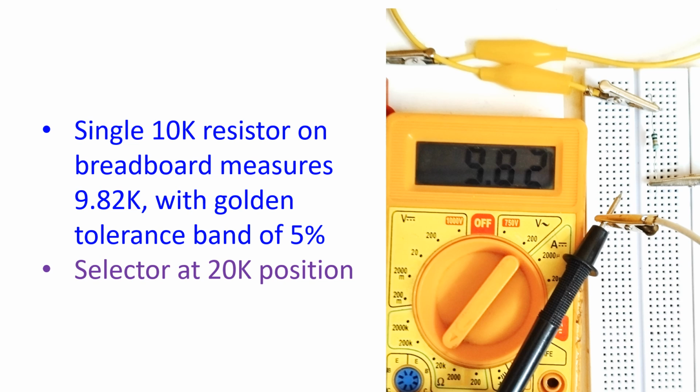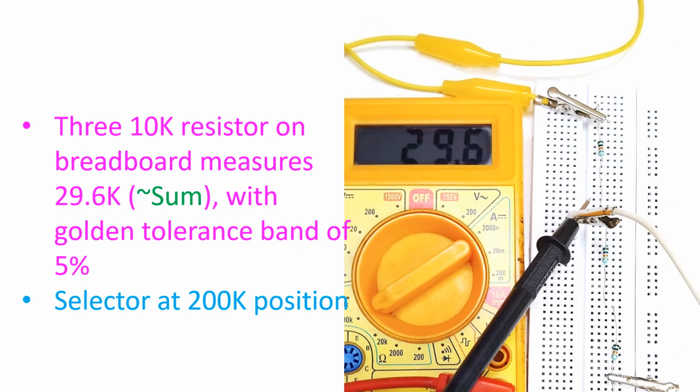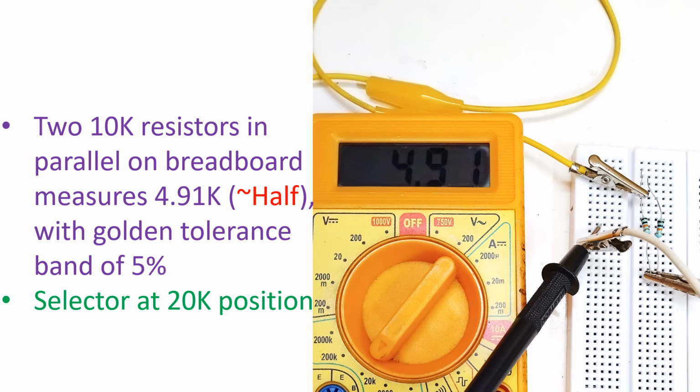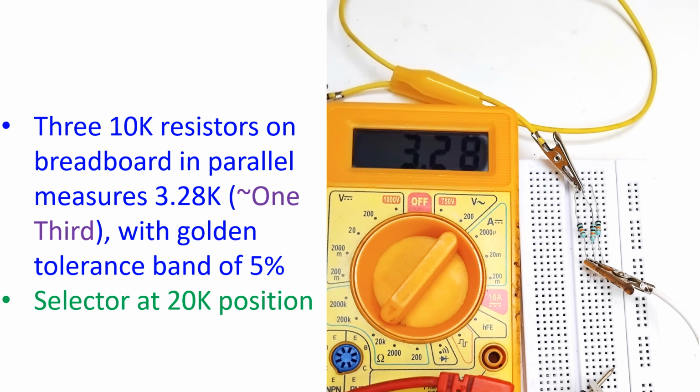Selector at 20K position. Three 10K resistors on breadboard measure 29.6K with golden tolerance band of 5%. Selector at 200K position. Two 10K resistors in parallel on breadboard measure 4.91K, about half, with golden tolerance band of 5%. Selector at 20K position. Three 10K resistors on breadboard in parallel measure 3.2K, about 1/3, with golden tolerance band of 5%.